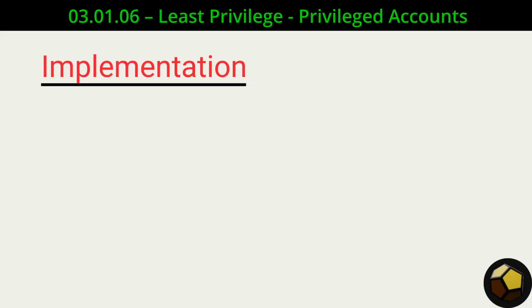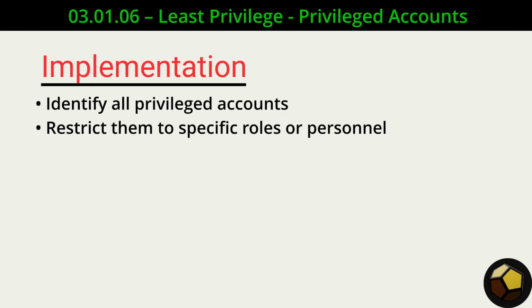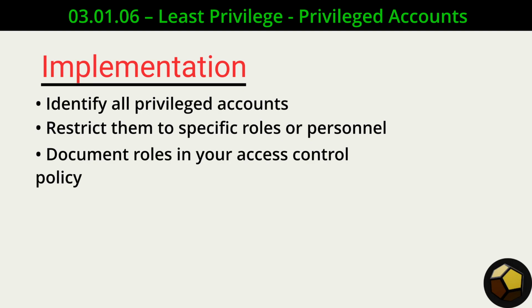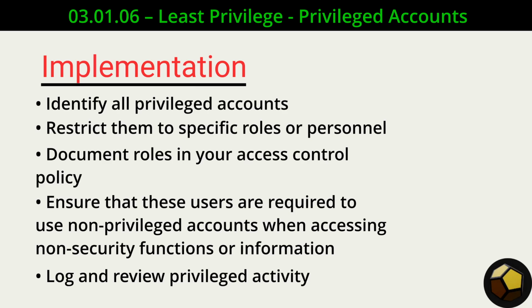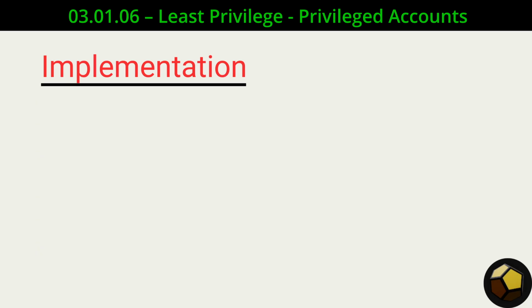To implement this effectively, identify all privileged accounts in your environment. Assign them only to defined roles, like system administrators. Document your rules in your access control policy. Require admins to use non-privileged accounts for routine tasks. Log and review when privileged accounts are used. And make sure system-generated accounts are also tracked and controlled. You don't want dormant or unknown accounts quietly lingering in the background.